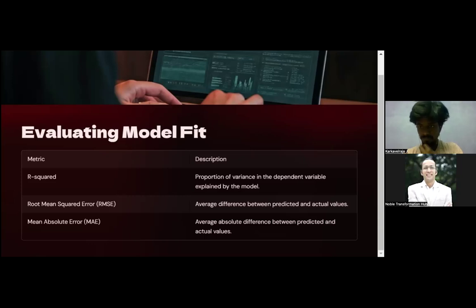So let's move to the other slide. Yeah, sure, sir. Okay. So these are the evaluation metrics for evaluating the linear regression model. Let's see what else we are having next.